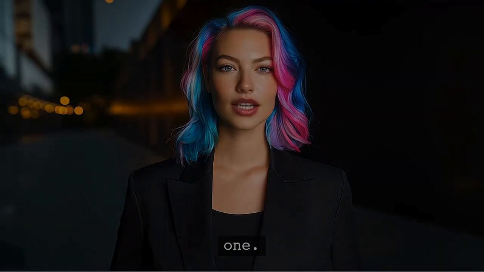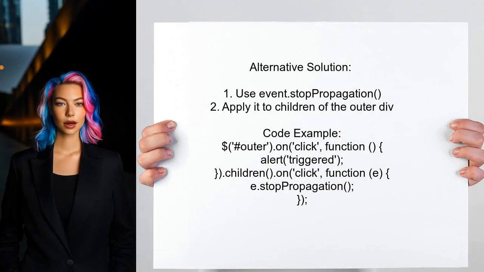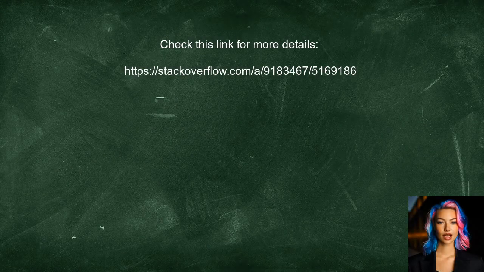Let's take a look at another one. This user suggests using the event.stopPropagation method to prevent the alert from triggering when clicking inside the inner div. They recommend applying this method to the children of the outer div. For more information, they also provide a link to a related solution on Stack Overflow.